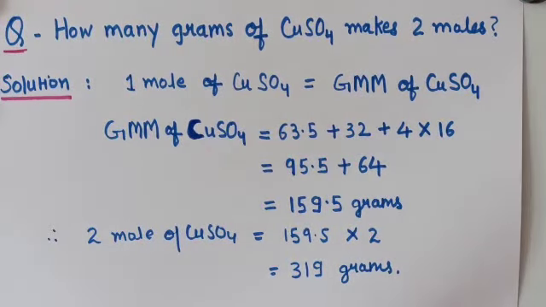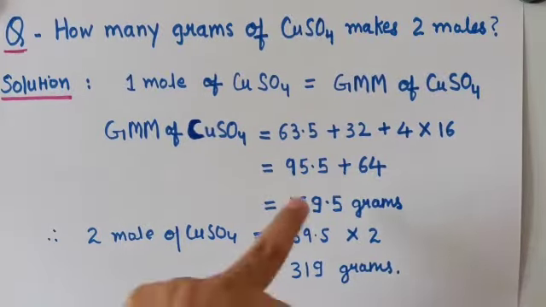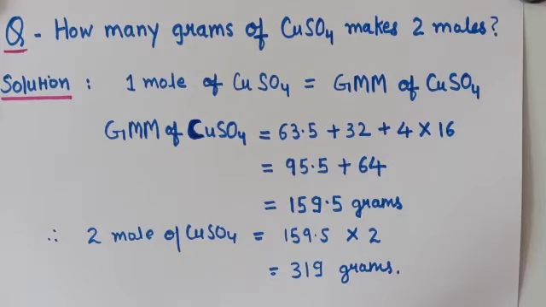And how many moles are required? In the question, the requirement is 2 moles. So what will you do? You will multiply it by 2. By doubling this number, we will get 319 grams. So if you collect 319 grams of copper sulfate, you will get 2 moles. I hope you understand the question. So let us proceed to the next part of the video.